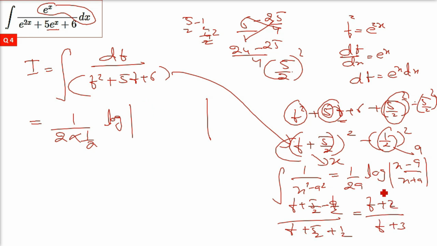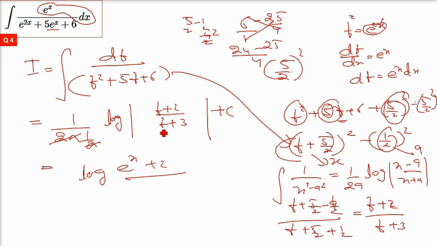Now before doing this, why can't we just change t back to e raised x? If you remember, t was e raised x. So that will be our final substitution. That was the first thing which we took when we started this question. So 1 by 2a, which is 2, gets cancelled: log of e raised x plus 2 divided by e raised x plus 3, plus constant of integration. That will be your final answer.